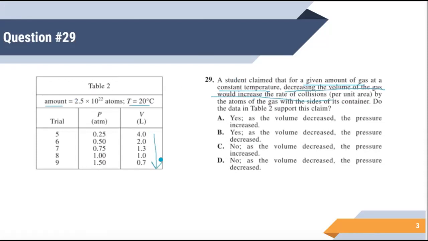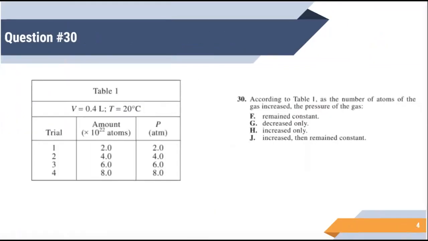I don't see anything about collisions here, but I do see that pressure is here. And you would think that there'd be more collisions at a higher pressure, okay? And so it looks like as volume goes down, pressure goes up. You can see it goes from 0.25 to 1.5. So the answer for 29 should be A. Yes, as the volume goes down, the pressure went up. As this one goes down, this one goes up.